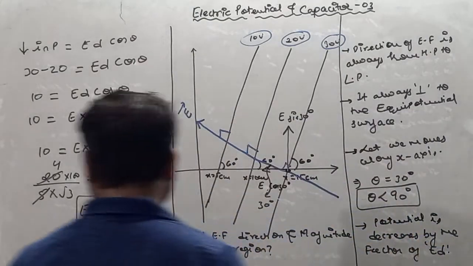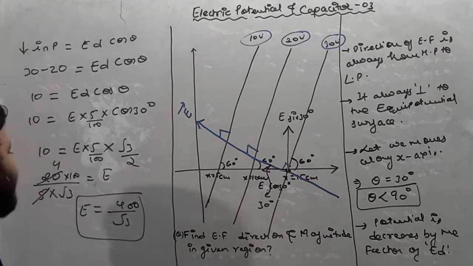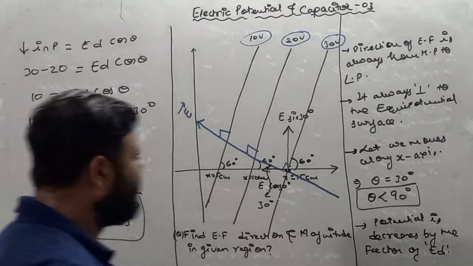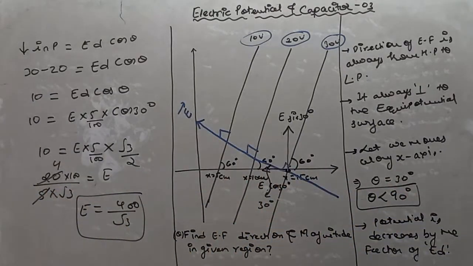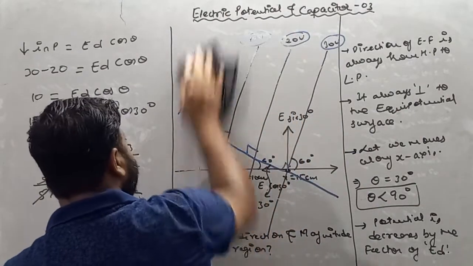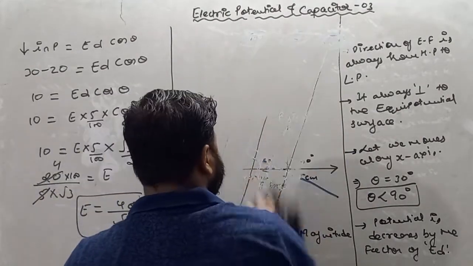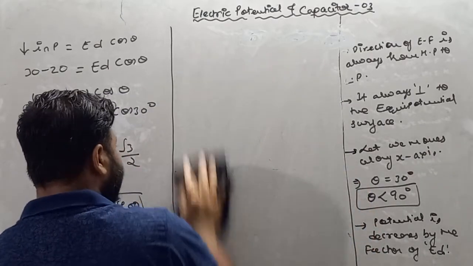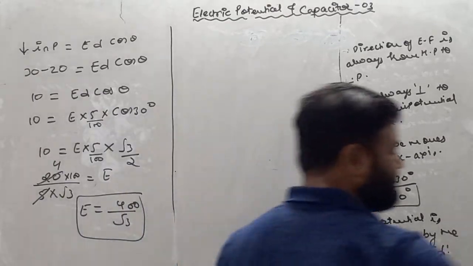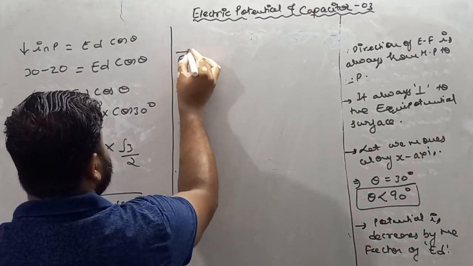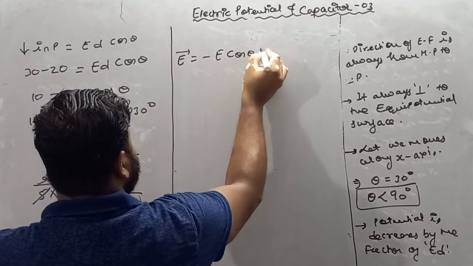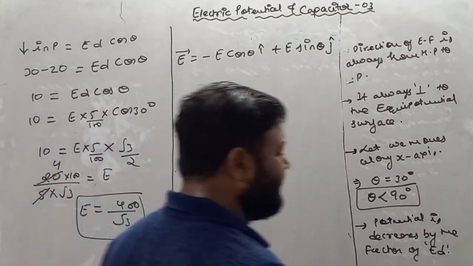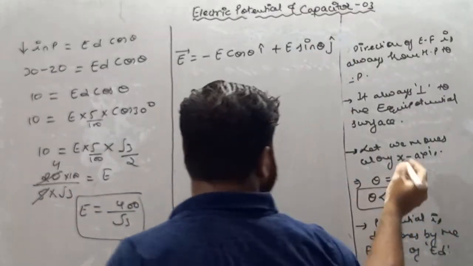Now we have to express this electric field in terms of I cap and J cap, because they are asking for direction as well. So the magnitude of electric field is 400 by root 3 and its direction must be presented in terms of I cap, J cap and K cap. So I'll write here, see, the x component of electric field is in this direction, so we'll write E vector is equal to minus E cos theta I cap plus E sin theta J cap, and we all know that theta must be 30 degrees.